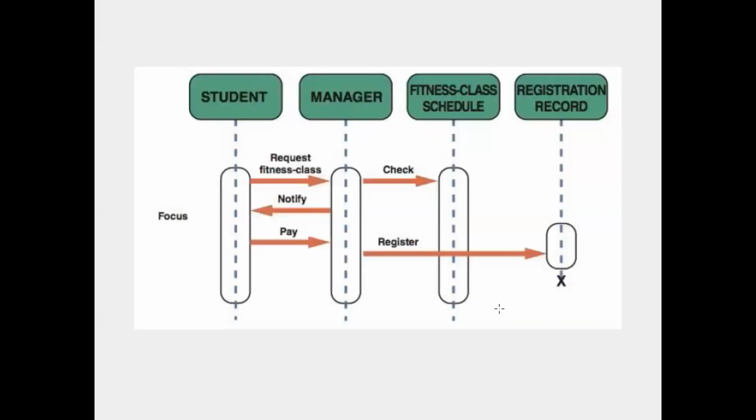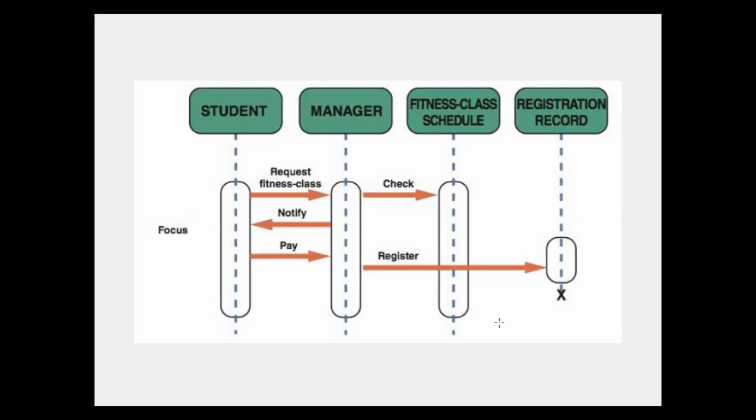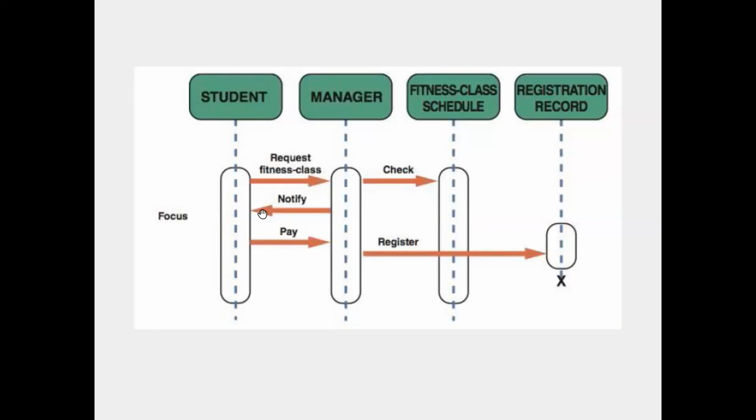Right. Now let's start with looking at a very small example from the textbook. So in this one, you will see the dynamic interaction among sales class, manager class, fitness class schedule, and the registration record. So all these are classes. And then what happens, the student starts with the request in the business class. So that message is passed to the manager. And then the manager has to check the current schedule, which actually goes to a schedule, which will make the check.